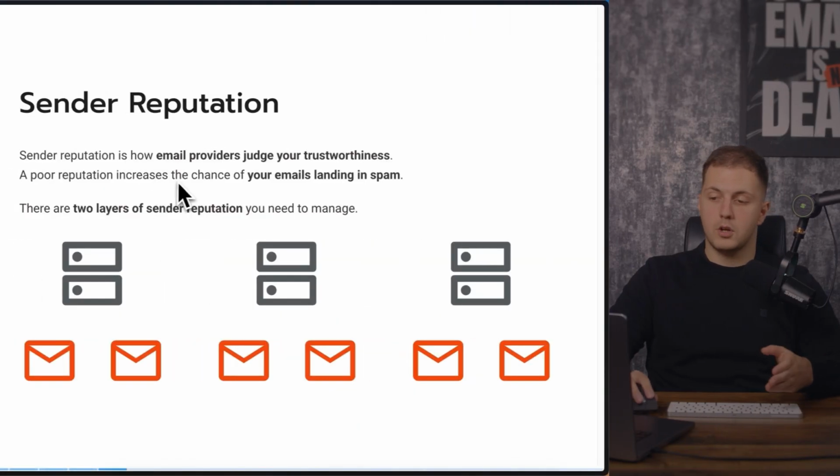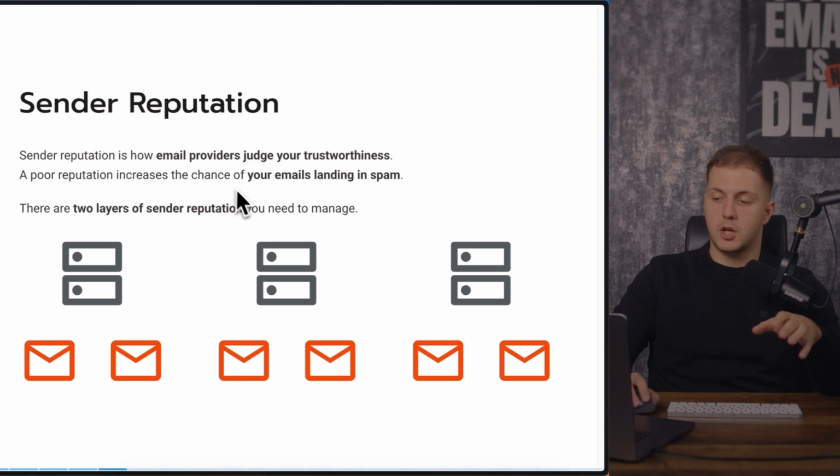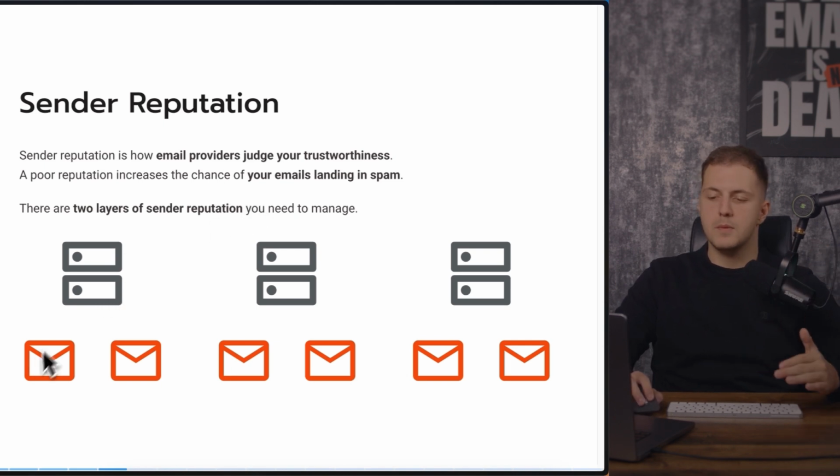Sender reputation is how email providers judge your trustworthiness. It's essentially how they decide if they should trust you or not. And poor email reputation increases the chances of you landing in spam drastically. In practice, there are 2 main layers of sender reputation that you need to manage. The first one is domain reputation, and the second one is email account reputation. As you can see here, we usually set up multiple domains and configure multiple email accounts per domain to make sure that our outreach infrastructure is actually scalable.